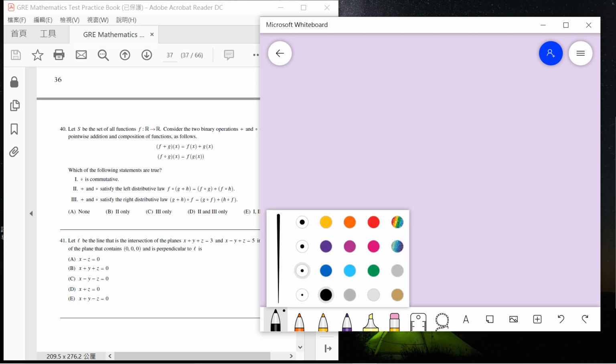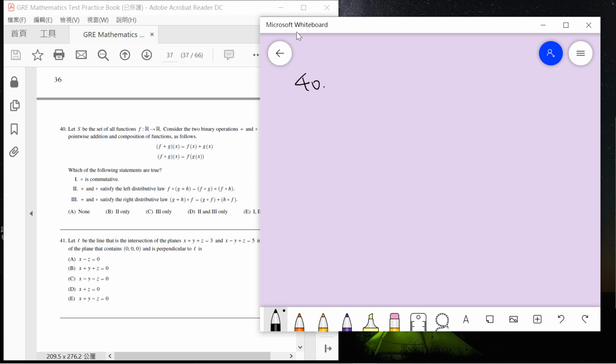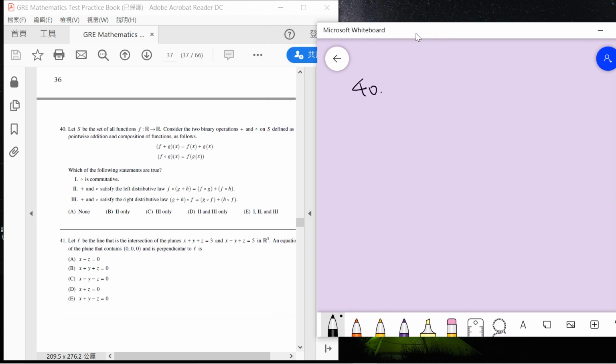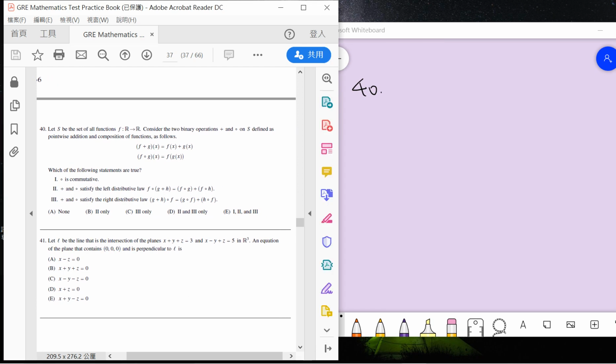So we keep going to number 40. S is a set of all functions from real numbers to real numbers, considered with two binary operations. One is the addition, one is the composition. This problem is very simple. It just asks us about all the common sense of the functional process. The first one asks whether composition is commutative.